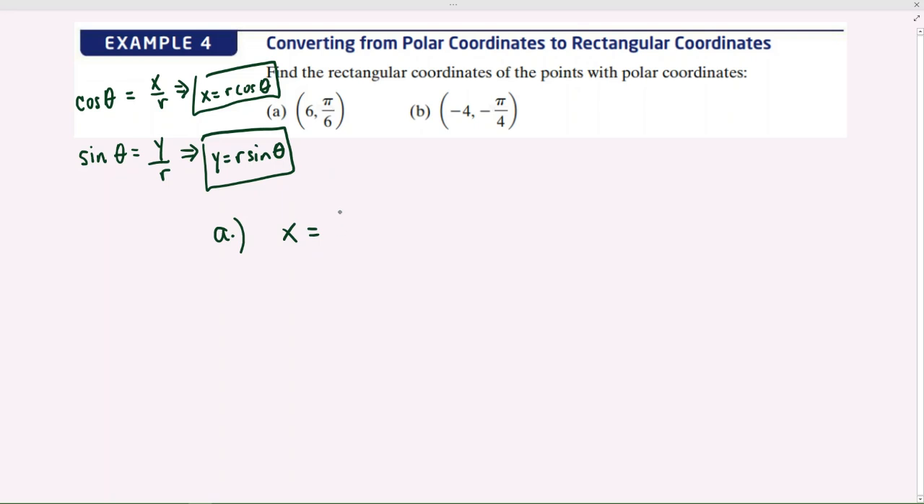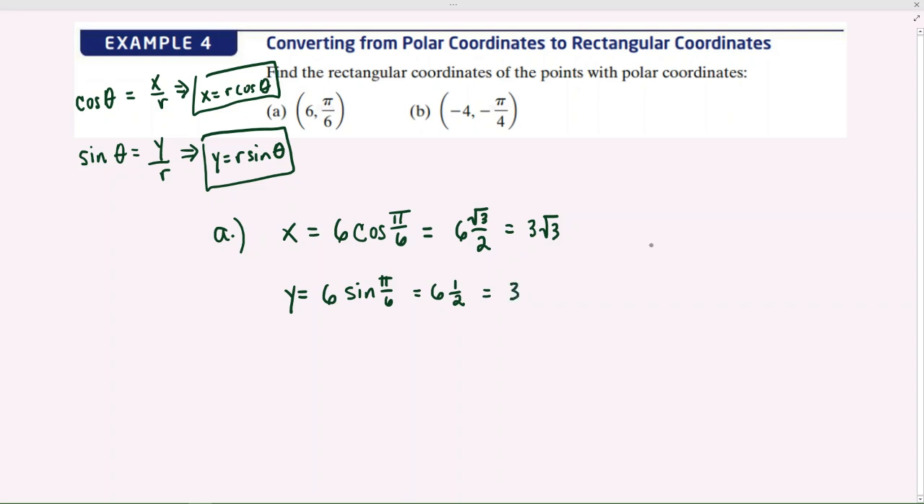Okay, so for A, let's get our x point first. That's going to be the r part, which is 6, times the cosine of the angular part, which is pi over 6. And the cosine of pi over 6 is equal to the square root of 3 over 2. So we're taking 6 times the square root of 3 over 2. So 3 times the square root of 3 is the x component. And then the y part is going to be 6 times the sine of pi over 6.